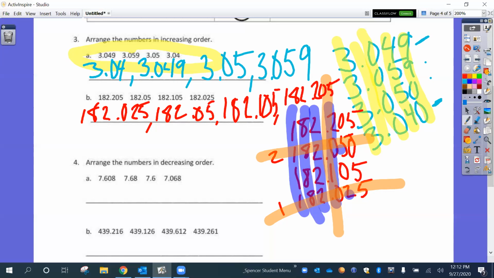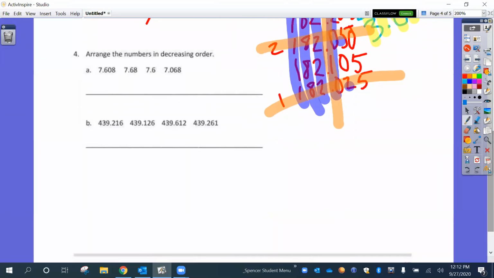Hopefully you're writing neater and you can get all these numbers right on the line. I apologize. All right, last section, last 2 problems. And it is asking us to arrange the numbers in decreasing order. So that means we're going to have to start with the largest number. So same steps, but we're just going to have to think about finding the largest number first.